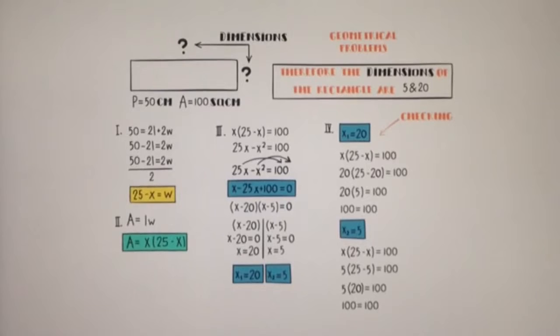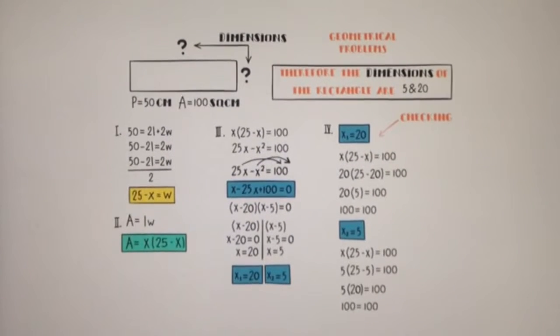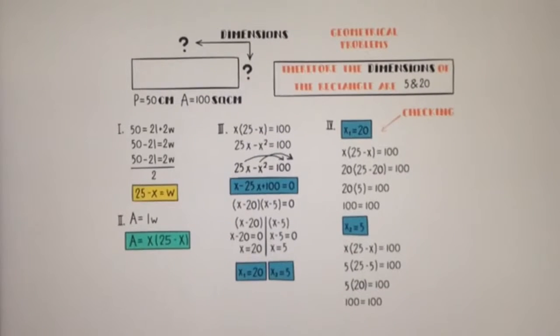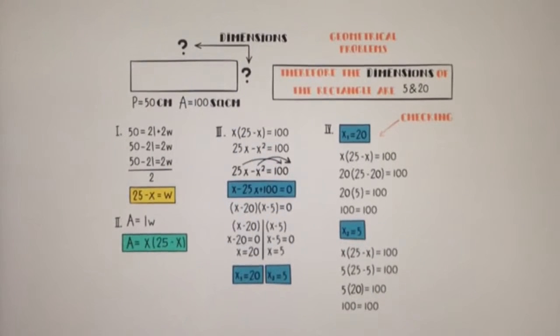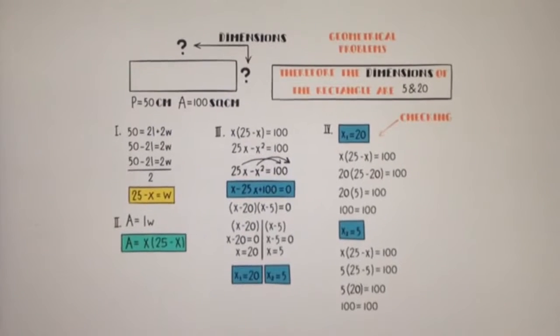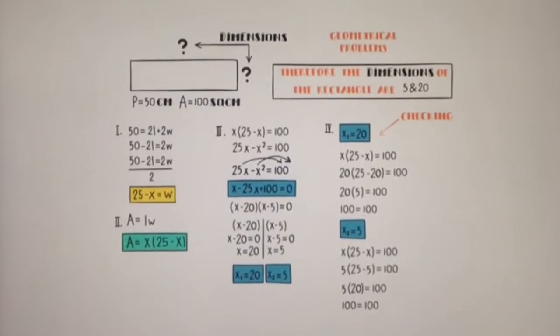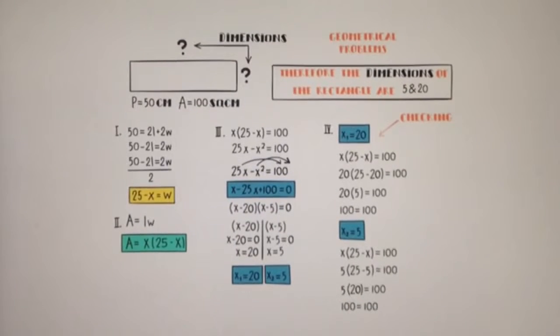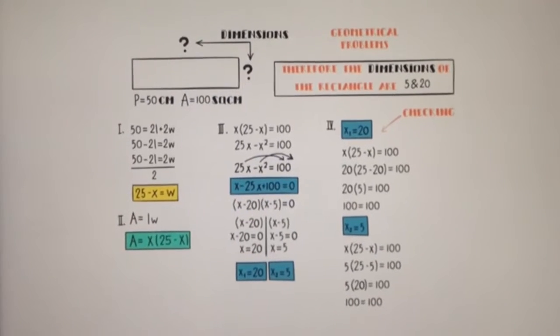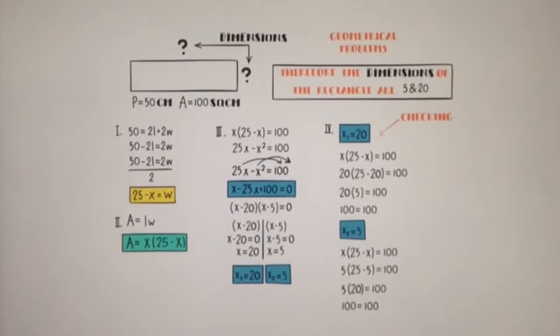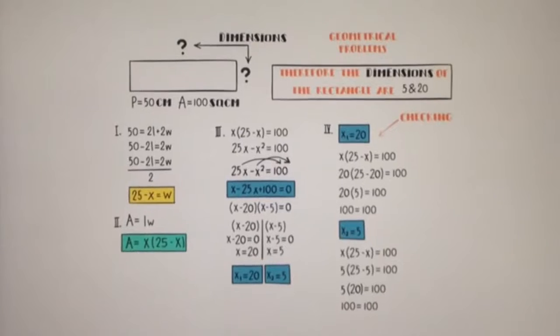Now, area. The formula for area is L times W. If W is equal to 25 minus x and L is now x, then that would mean the formula for area would be x times 25 minus x, meaning x times 25 minus x is equal to 100. Now we solve for the dimensions. X times 25 minus x is equal to 100.